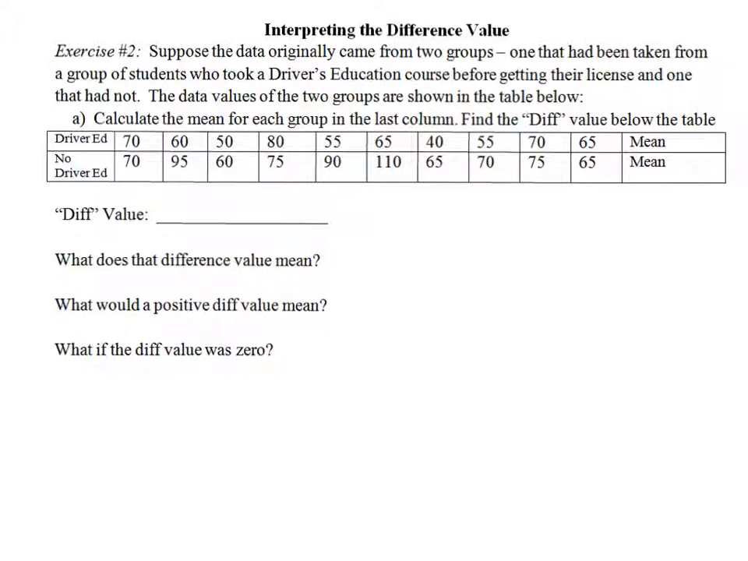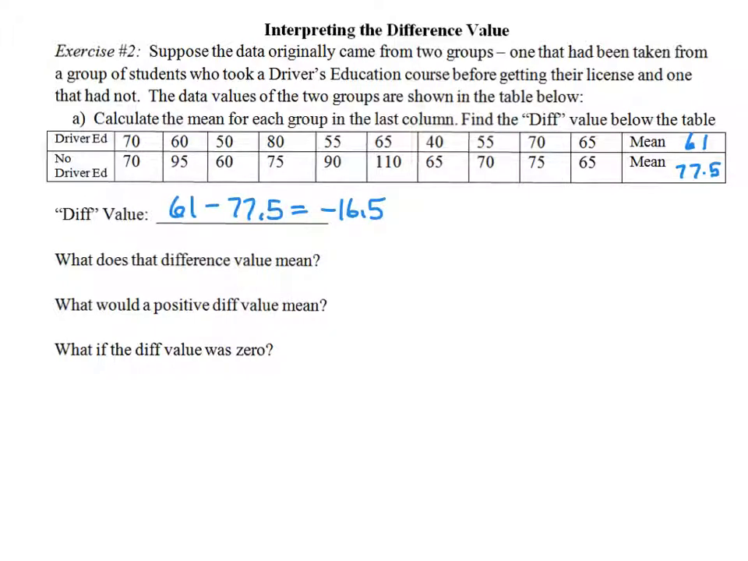In exercise number 2, we're going to take a look at what this difference value means. So, suppose that the data originally came from two groups. One that had been taken from a group of students who took driver ed before getting their license, and one that was taken from a group that did not take driver ed. So the data values of the two groups are shown in the table below. So first of all, I'd like you to find the mean for the driver ed students, and then find the mean for the no driver ed students, and calculate the diff value.